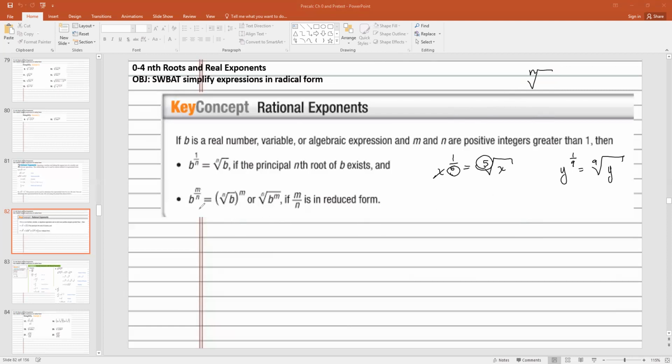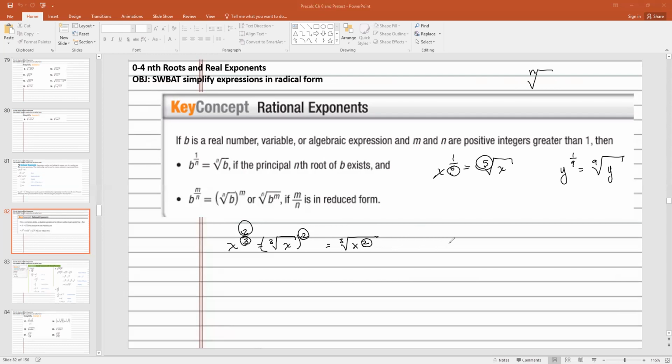Now, if we have a numerator that's something other than 1. So if we have x to the 2/3 power, this is equal to, remember, the denominator is the index, and the numerator is the exponent. Now you can write it like this, or you can write it like this. This is what they're saying, cube root of x to the 2nd power. So this numerator can be the power of everything, or the power of just the radicand, just the inside.